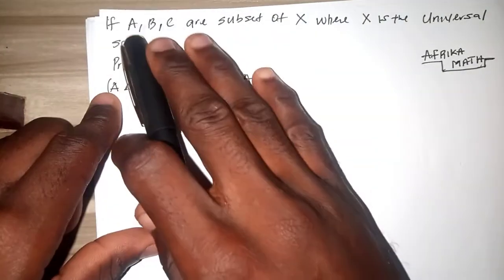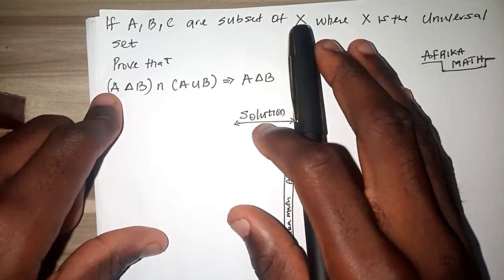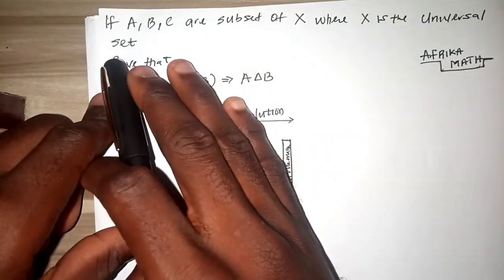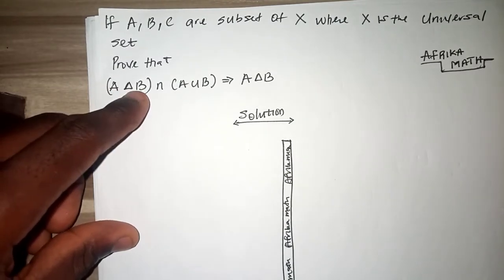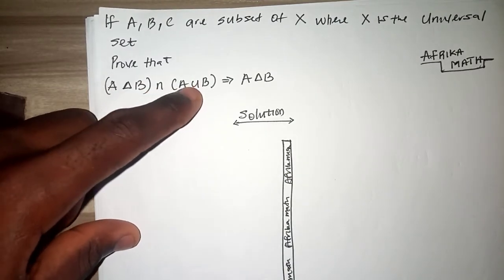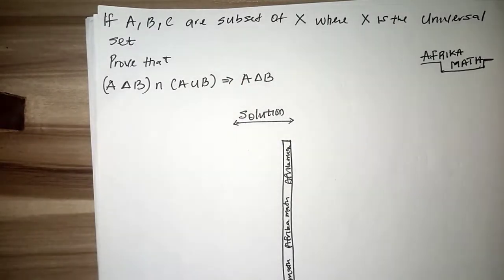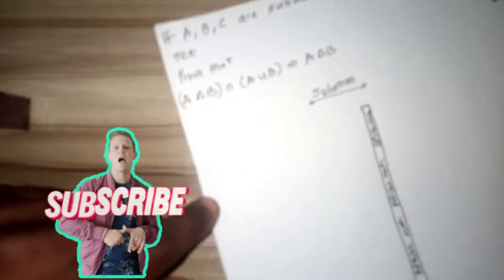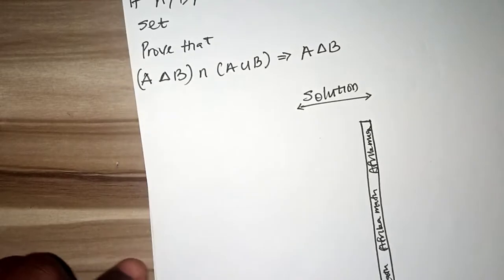They said if A, B, C are subsets of X, where X is the universal set, prove that A symmetric difference B intersect A union B is equal to A symmetric difference B. Well, before I go into the proving, let's do a formal proof. So let's start a formal proving.